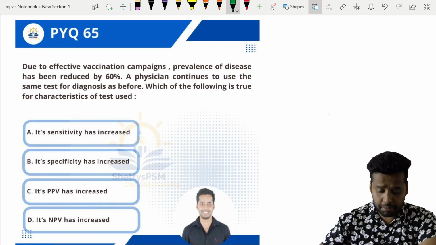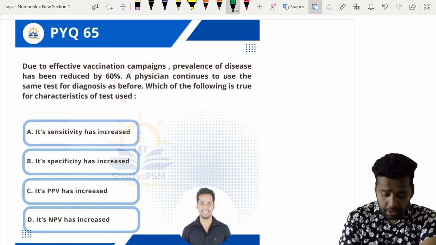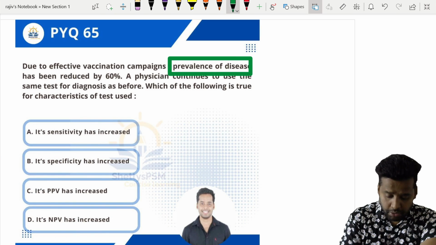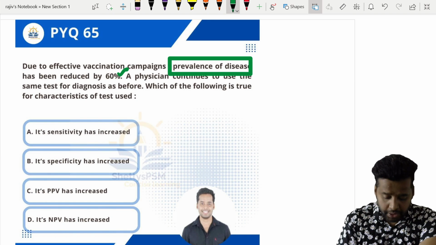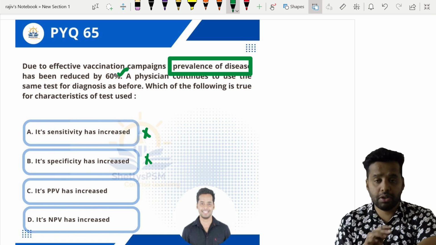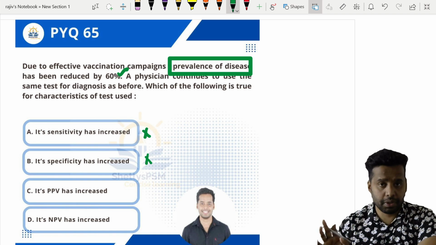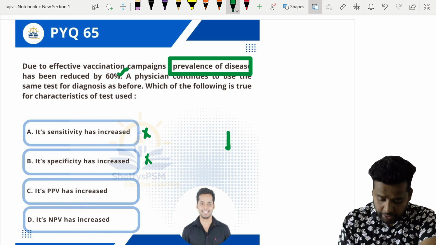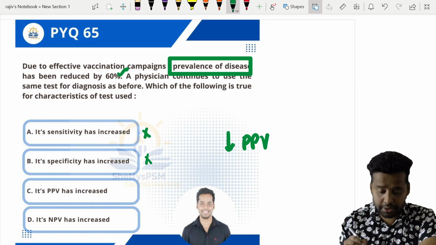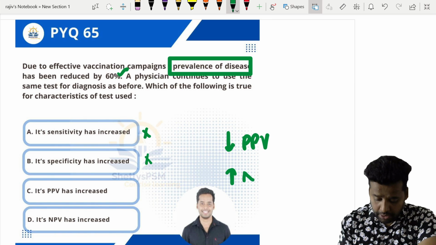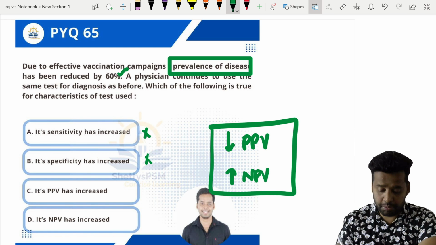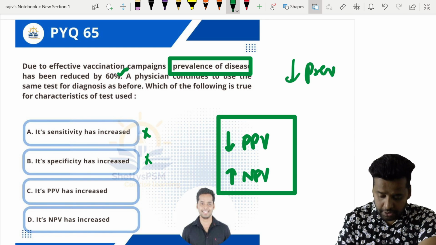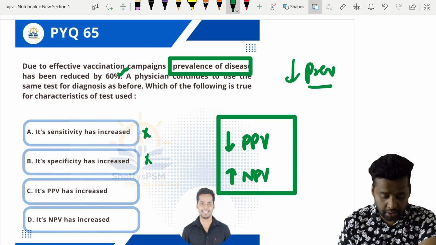PPV and prevalence based question I am framing. So listen now. Prevalence of disease has come down by 60% by a new vaccination program. What will be the impact? Sensitivity, specificity will not change with respect to prevalence. PPV will decrease because prevalence has come down, and NPV will increase. PPV will decrease and NPV will increase because prevalence has decreased in the question because of a new vaccination program.